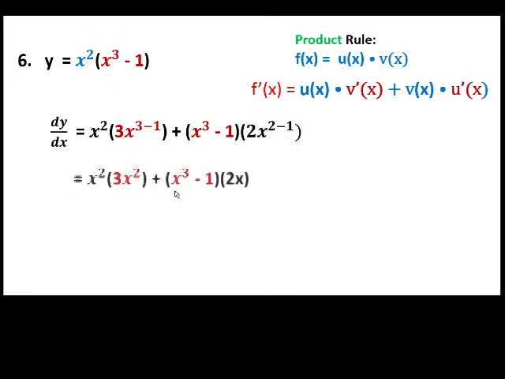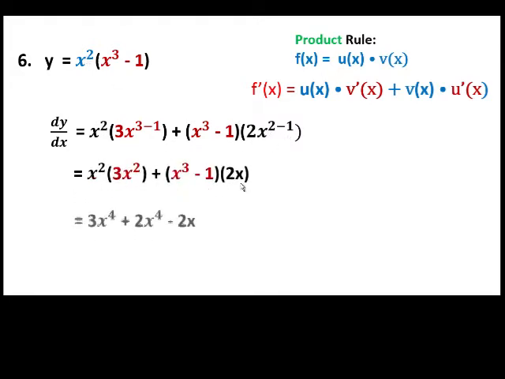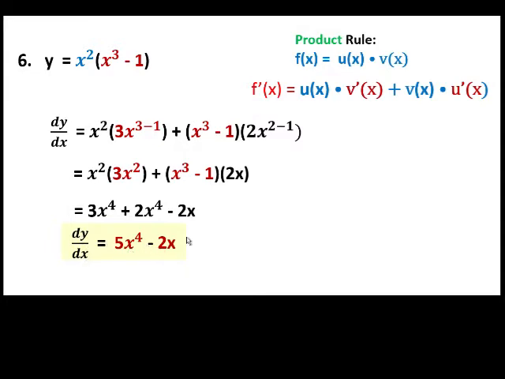Simplify the exponent and distribute, or multiply, in each of the terms inside the parentheses. Then combine terms. So our derivative of y with respect to x is 5x to the fourth minus 2x.